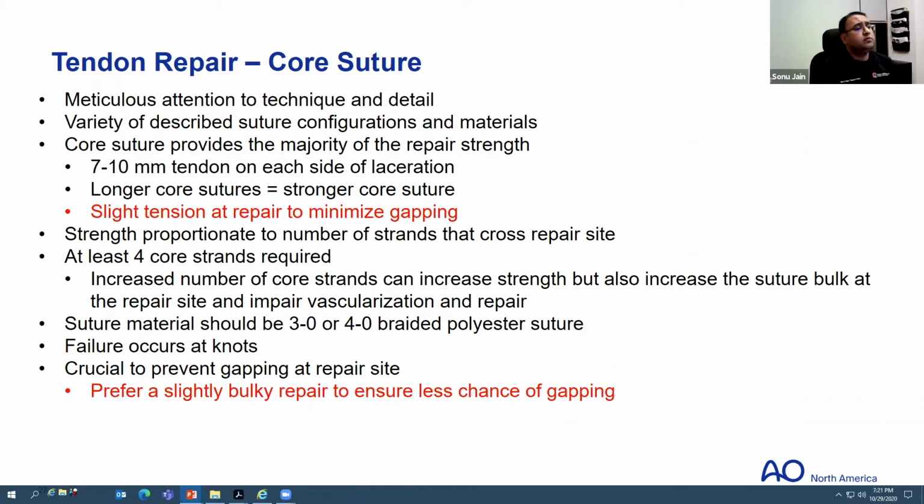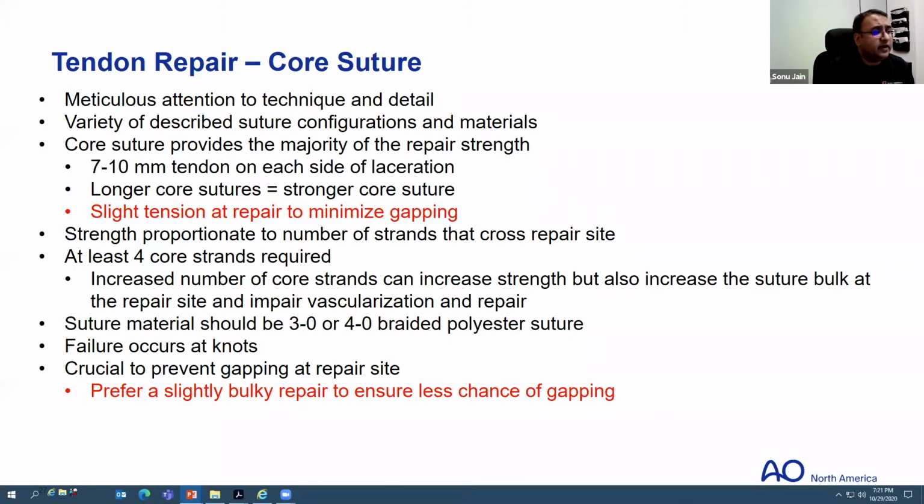Repairs. So meticulous attention to detail and technique. There are a variety of different ways you can do this. We're not going to go over the different suturing methods. That's beyond the scope of the talk, and largely based upon personal preference. But ultimately, there are some core concepts you want to take away. One is the core suture provides a majority of the strength of the repair. And like I mentioned earlier, you want to get 7 to 10 millimeter bites on each side.